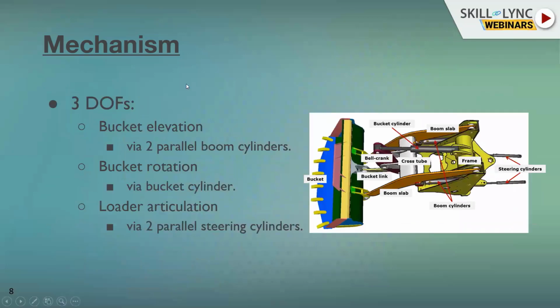Now this is what I mentioned: it essentially has 3 degrees of freedom. One is the bucket elevation. I have animations towards the end of the presentation where you can have a clear view of these degrees of freedom.